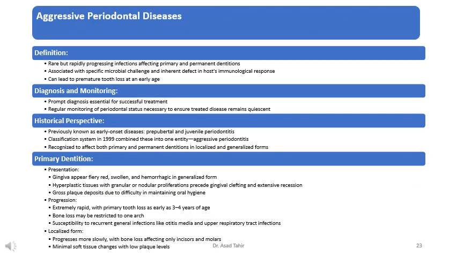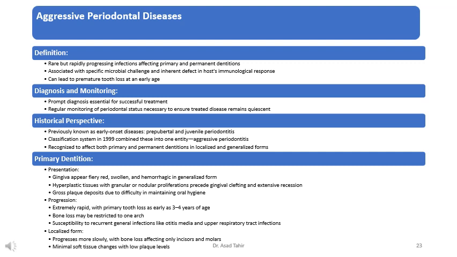Aggressive periodontal diseases. Rare but rapidly progressing infections affecting primary and permanent dentitions. Associated with specific microbial challenge and inherent defect in the host's immunological response. Can lead to premature tooth loss at an early age. Diagnosis and monitoring. Prompt diagnosis is essential for successful treatment. Regular monitoring of periodontal status is necessary to ensure treated disease remains quiescent.